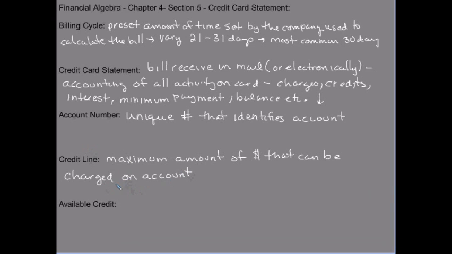Your available credit, which is the difference between what you owe, which is your current balance, and your credit line.